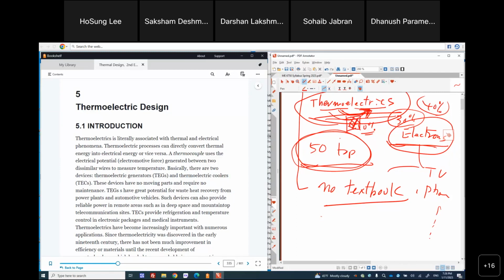So important. Okay, not only electricity, cooling. Thermoelectric is reversible, which means no friction. I will talk about reversible. So it can go from heat to electricity, or electricity to heating. Reversible. So easily we can pass current and have cooling or heating.